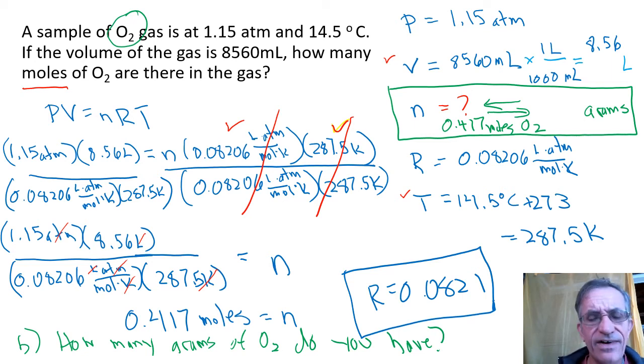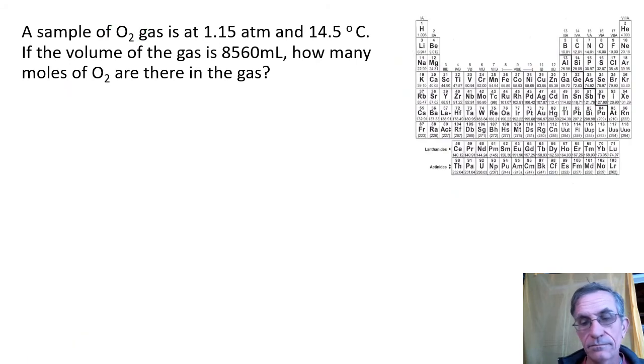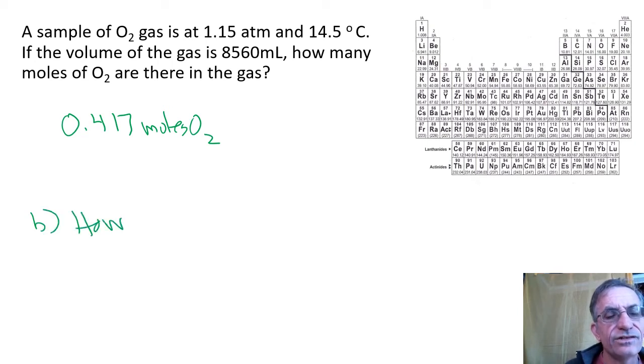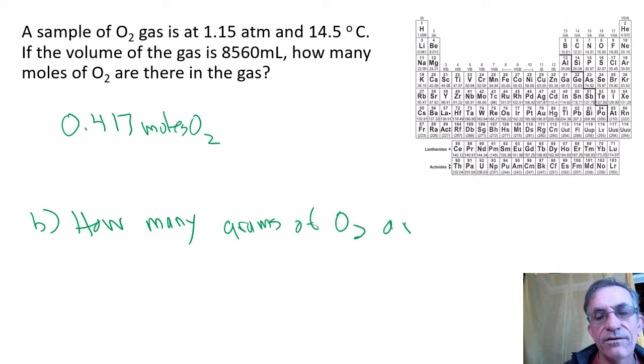How many grams of oxygen do you have? To do that, I need to bust out a periodic table. A second ago, we just figured out that this sample of oxygen has 0.417 moles of oxygen. So part B is, I should write it down here. How many grams of oxygen are there?